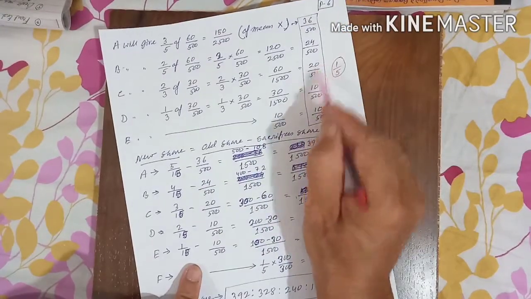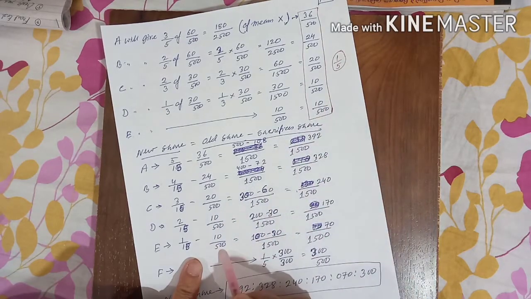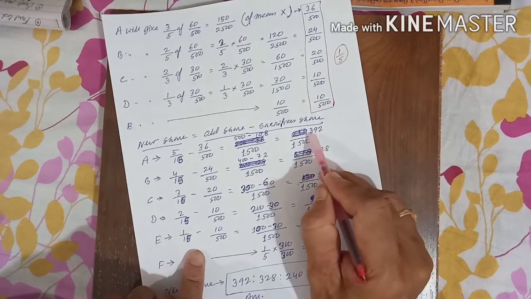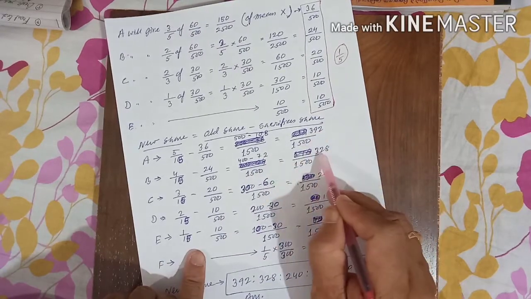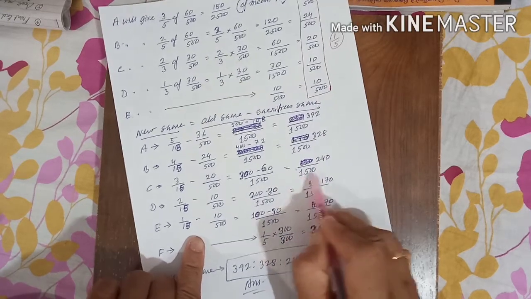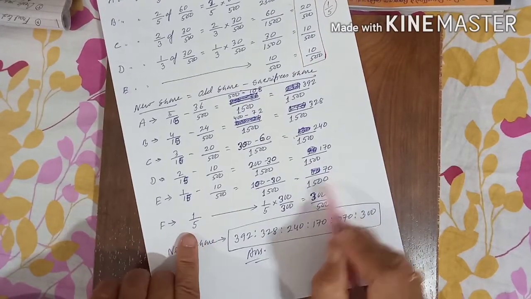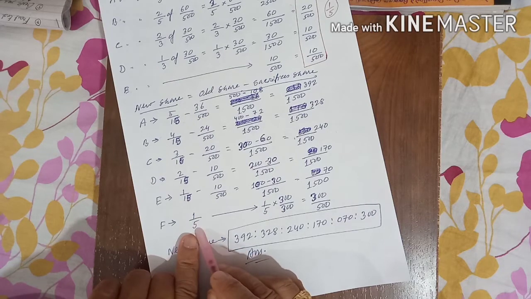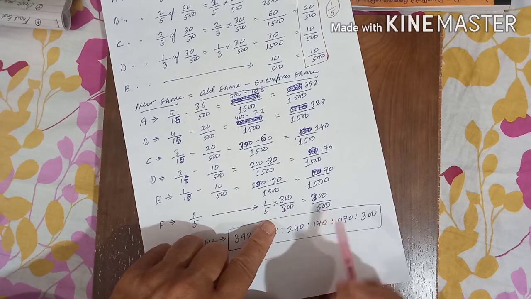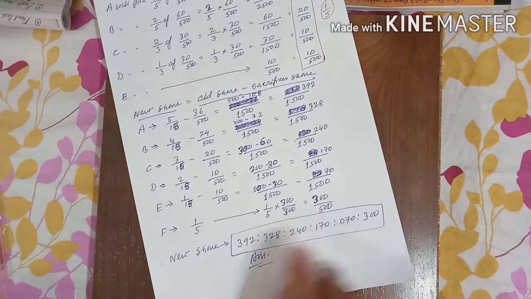For C it is 20 by 500. For D it is 10 by 500. For E it is 10 by 500. You solve it, you will get 392 by 1500, 328 by 1500, 240 by 1500, 170 by 1500, 70 by 1500, and F is getting 300. So I have to multiply 300 by 300. 300 by 300 means 1500. This is 1500.